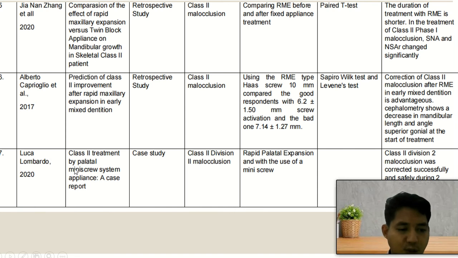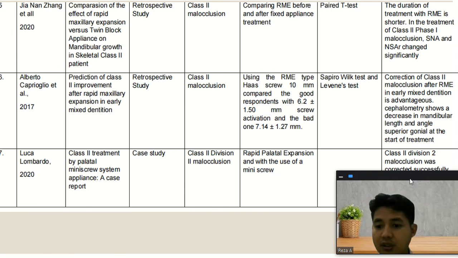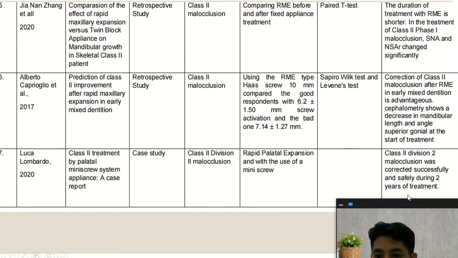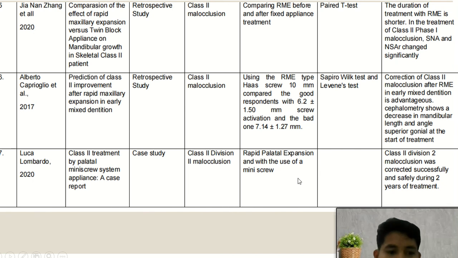7. Luca Lombardo, year 2020. The title: Class 2 Treatment by Palatal Mini Screw System Appliance. Malocclusion class 2 division 2 and rapid palatal expansion with the use of a mini screw. And the conclusion: class 2 division 2 malocclusion was corrected successfully and safely during 2 years of treatment.